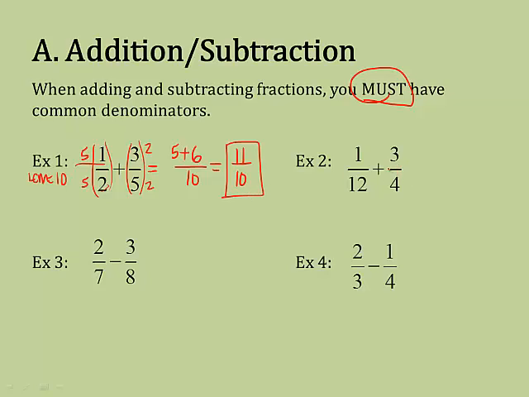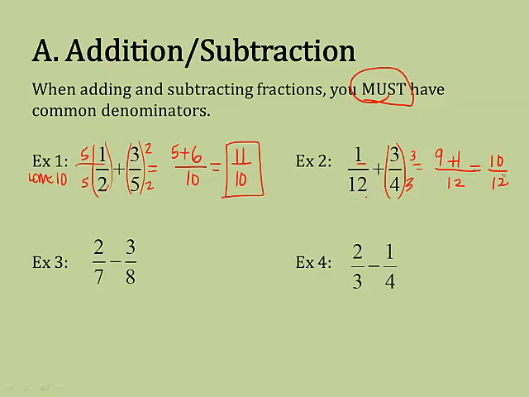Example 2, okay? Two different fractions, different denominators, but what's different is 12 is a multiple of 4, so I only need to adjust one fraction in order to get my common denominator of 12. So 4 times what gives me 12? Well, hopefully you know that that is 3. So I multiply the top and the bottom by 3. 3 times 3 is 9. And over here I already had the 1. So I end up with 10 twelfths.